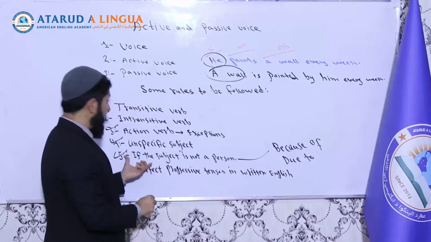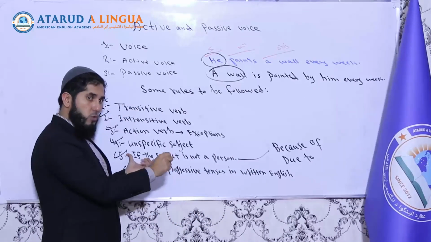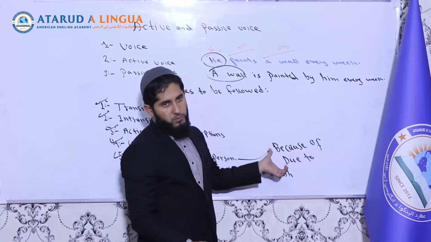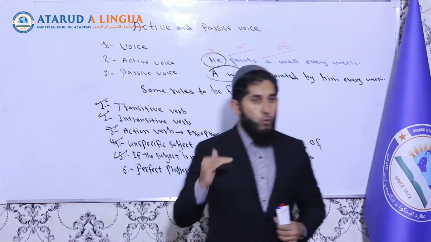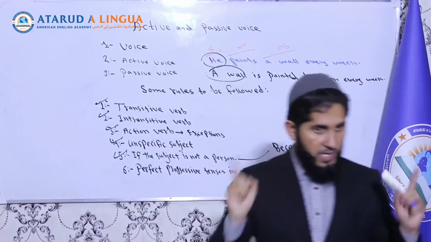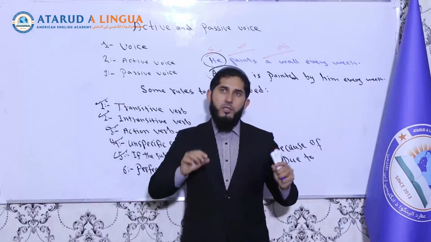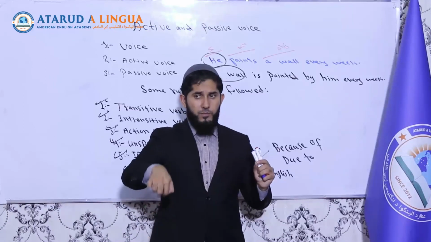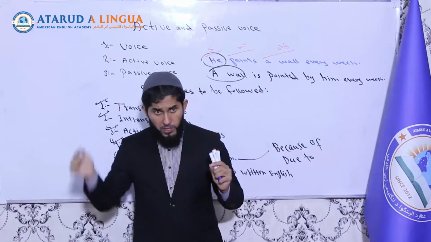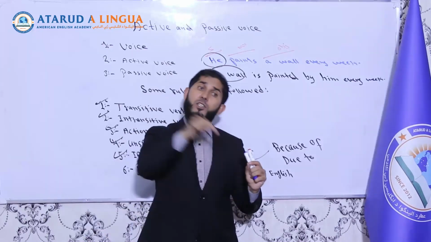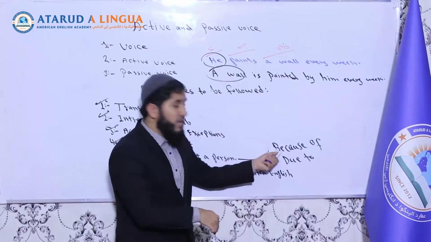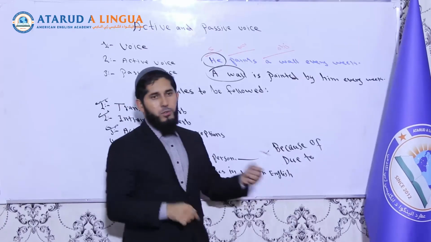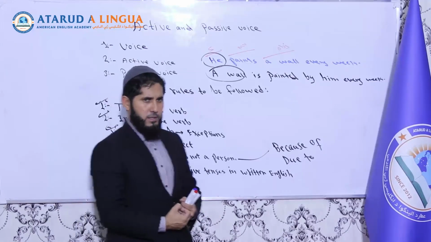But if the subject is not a person in your active sentence and you want to change that into a passive sentence, then instead of by, use one of these two prepositions. For example, war. War is not a person, right? Yeah. You can say, the Civil War destroyed our country. The Civil War destroyed our country. Our country was destroyed because of the Civil War. Don't say by the Civil War. Yeah. Understood? Or due to the Civil War. Understood? You got it? Yeah.